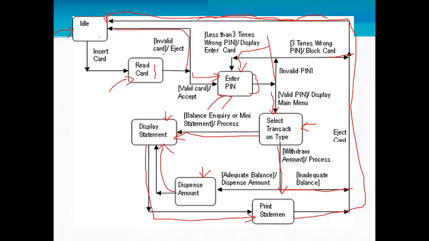So this is how, based on the card which I inserted, it has changed the state. System state has changed to reading card, and based on the reading card, the next state has changed to enter PIN, and based on the valid PIN, the next state has changed to select transaction type, and based on the transaction type you select, it is going to change to the next state. If you select the withdrawal, it is going to change to withdrawal. If you select the balance inquiry, it is going to change to balance inquiry. If you select the print statement, the same. So it is going to change the states of the system based on the input which you provide.